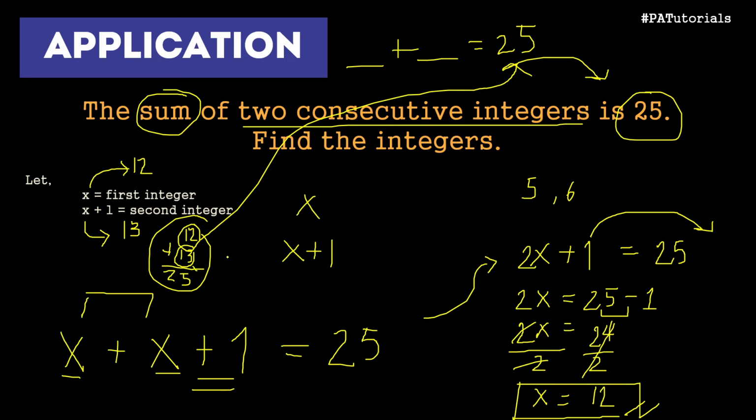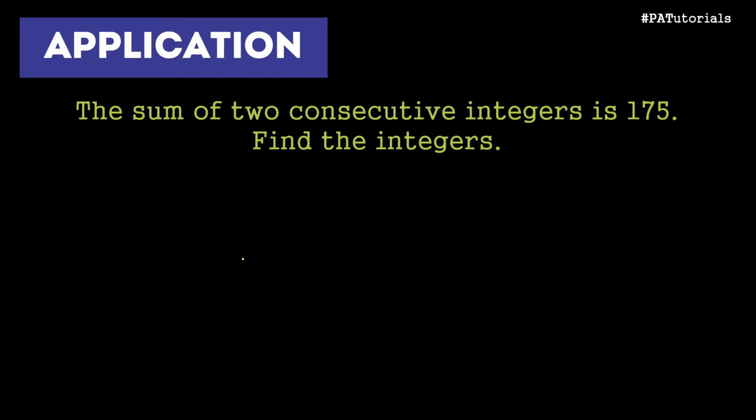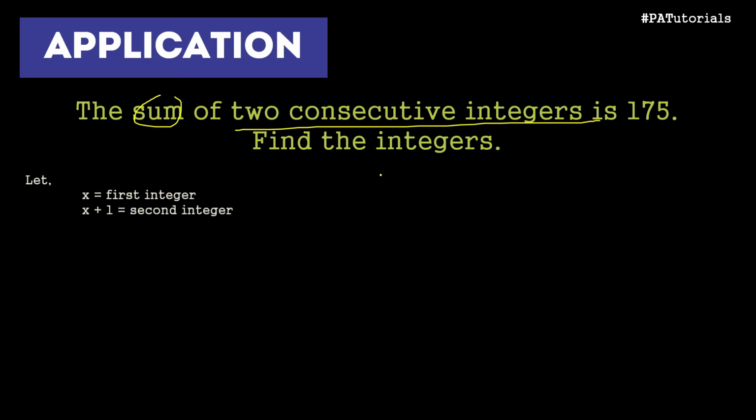Okay? Now, let's take a look at this next example. We have here, the sum of two consecutive integers is 175. Find the integers. Again guys, yung sum daw ng dalawang magkasunod na integers ay 175. So again, let x would be the first integer, and then yung second integer natin would be x plus 1. Okay? Tapos, yung sum niya, nakalimutan ko na ilagay kanina, pero mas maganda ilagay nyo, is equal to 175.